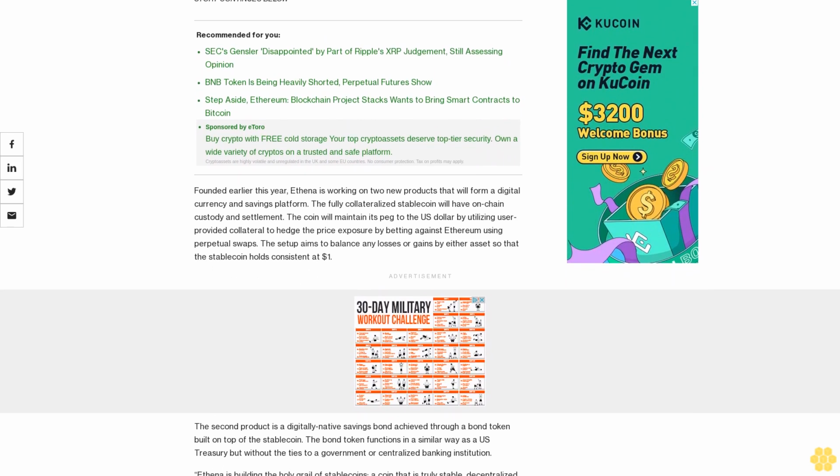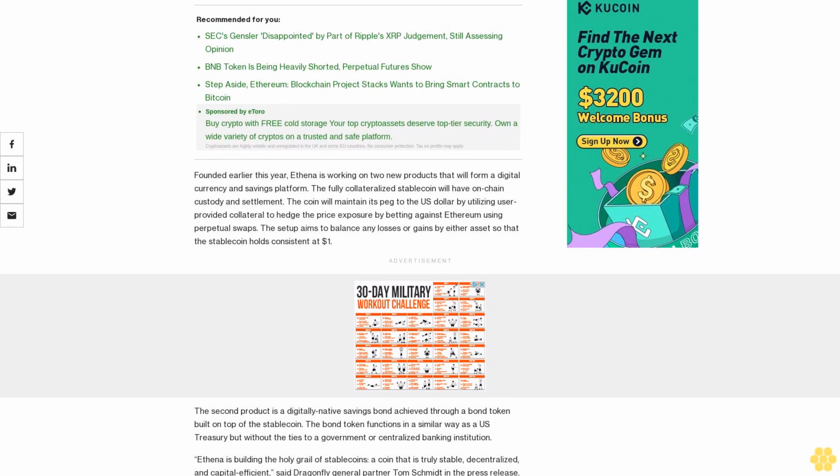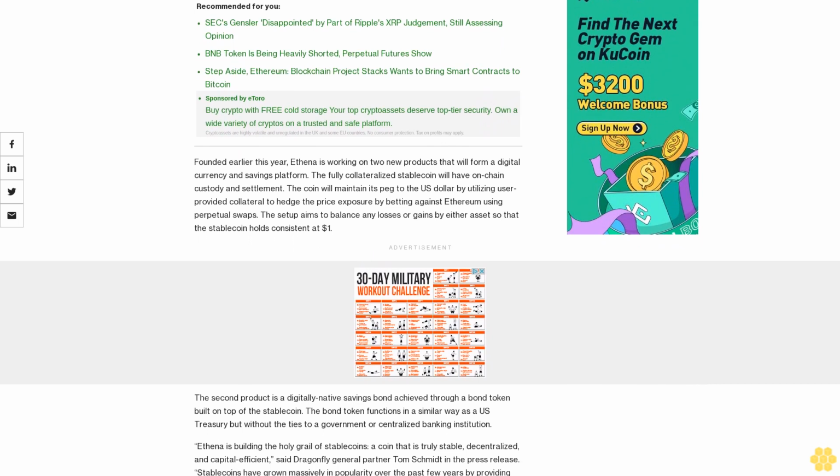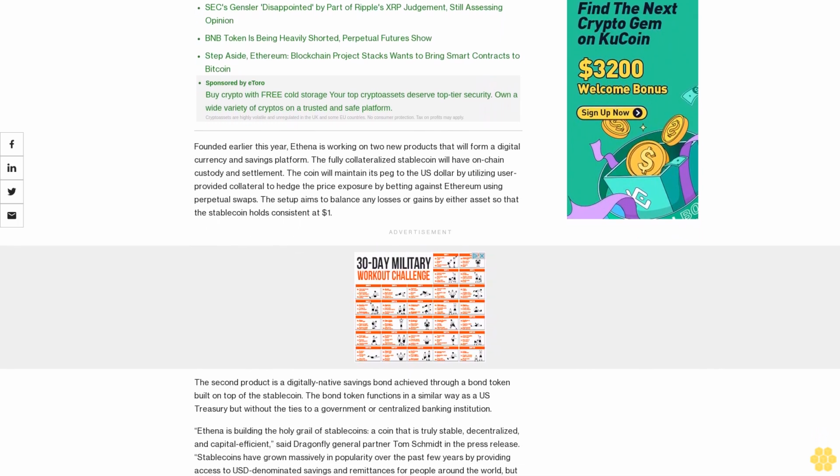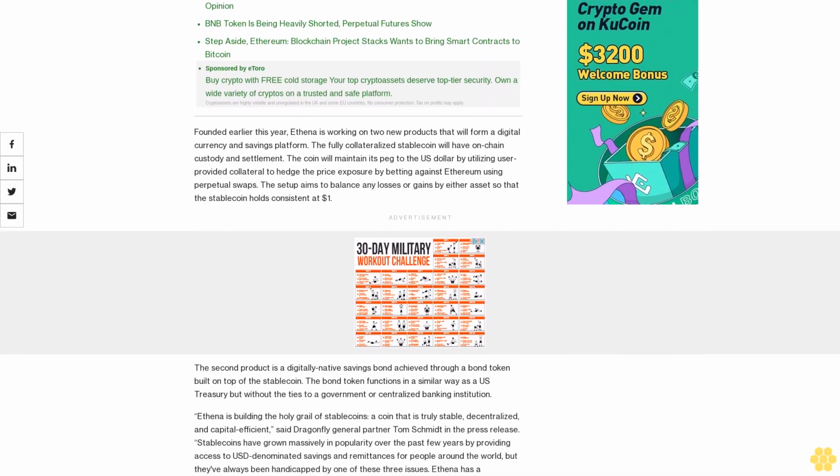The second product is a digitally native savings bond achieved through a bond token built on top of the stablecoin. The bond token functions in a similar way as a U.S. Treasury but without the ties to a government or centralized banking institution. "Ethena is building the holy grail of stablecoins, a coin that is truly stable, decentralized, and capital efficient," said Dragonfly general partner Tom Schmidt in the press release.